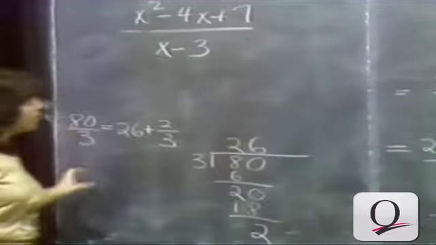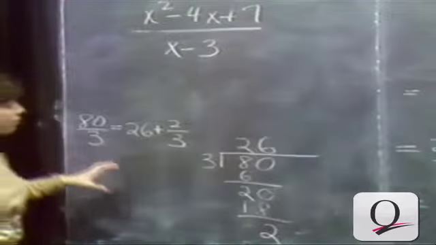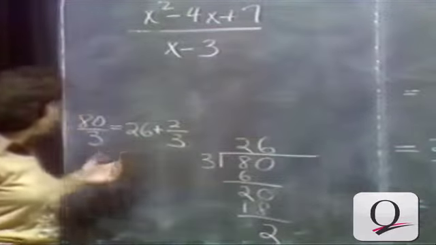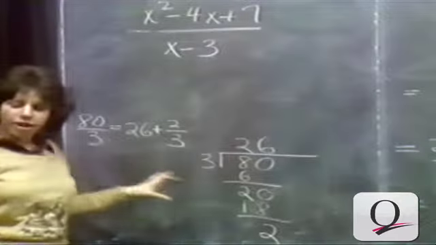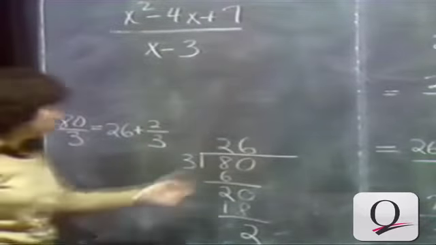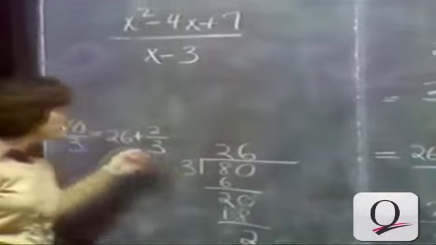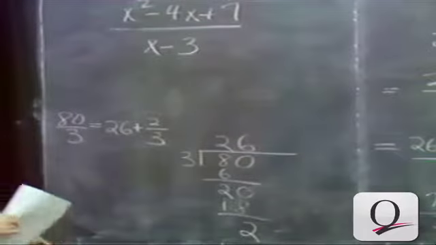Okay, so this is a nice way of writing the answer to a long division. You can use this for algebraic problems as well, not just for arithmetic. A nice way of writing the answer to a long division problem is to take the quotient plus the remainder over the divisor. Now let's work out this problem over here.